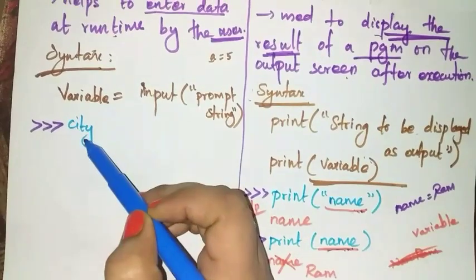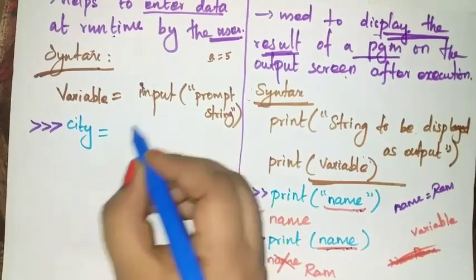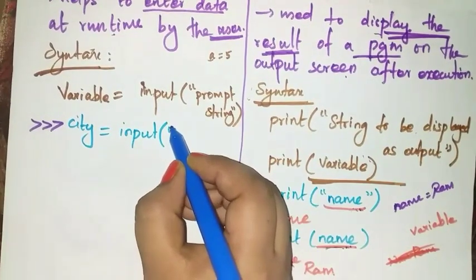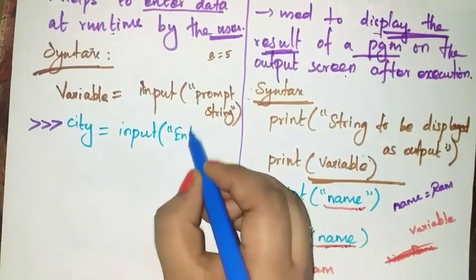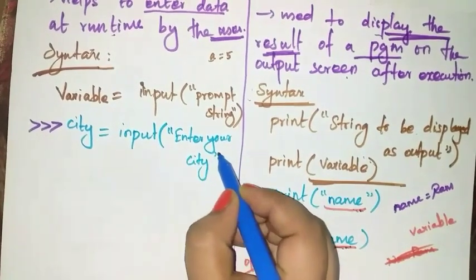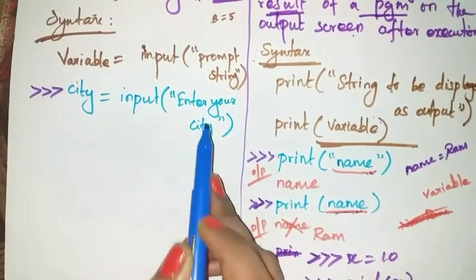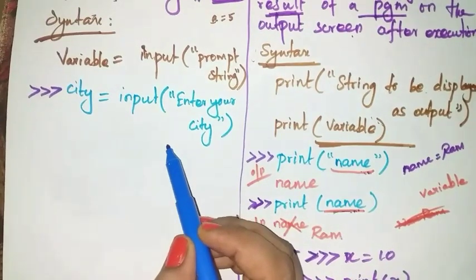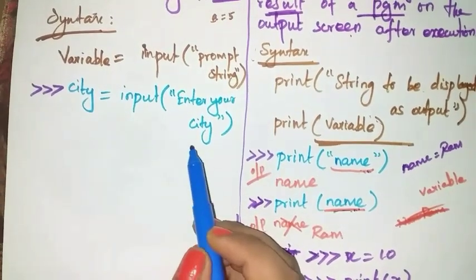city is a variable. Okay. Next equal to, next write input. Within this parenthesis you have to write the prompt string. What is the prompt string? Enter your city. After typing this code, this prompt string, enter your city, will be displayed on the output screen. The interpreter asks you to enter the input, which means to enter your city. Here you can type your city.